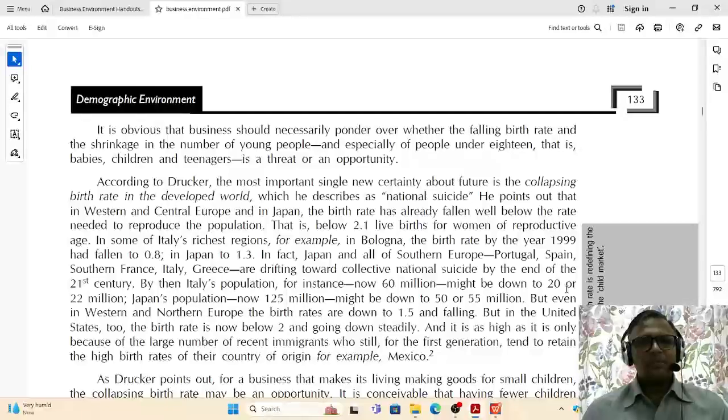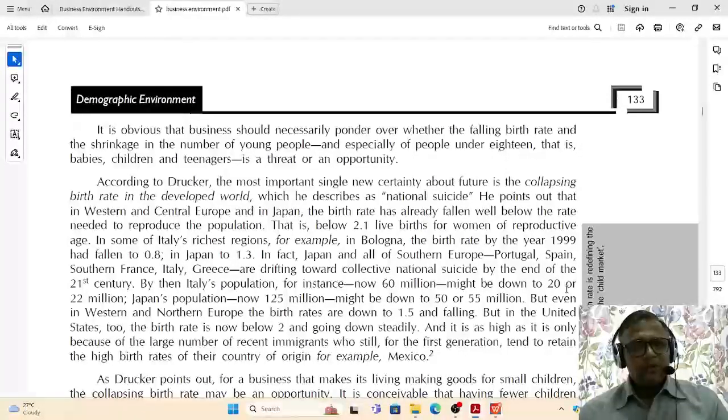According to Drucker, the most important single new certainty about the future is the collapsing birth rate in the developed world, which he has described as national suicide. He points out that in Western and Central Europe and in Japan, the birth rates have already fallen well below the rate needed to replace the population, that is, below 2.1 live births per woman of reproductive age. That is so even in some of Italy's richest regions. For example, in Bologna, the birth rate by the year 1999 has fallen to 0.8, and in Japan to 1.3.